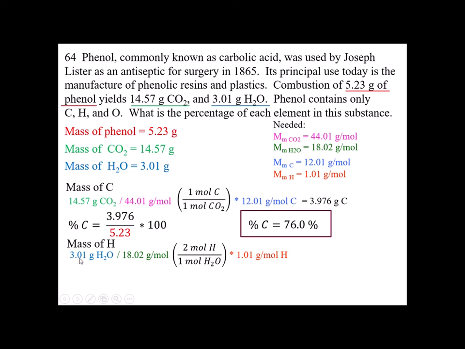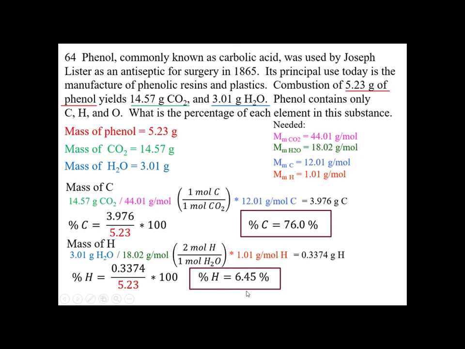So it's going to be 3.01 divided by 18.02 times 2, if you want to, divide by 1 times the 1.01. It is important to note that for this and for the rest of the entire year, 1211 and 1212, the molar mass is always going to be for one species, okay? This is called a mole to mole ratio, and we use that to take into account when there's a different amount of them. So when I do that calculation, I get 0.3374. And again, to find the percent hydrogen, it's going to be the mass of the hydrogen from here, divided by the mass of the phenol times 100, and I get 6.45.